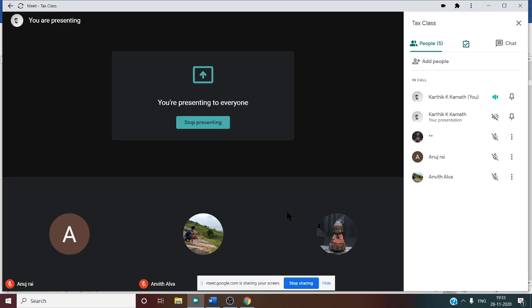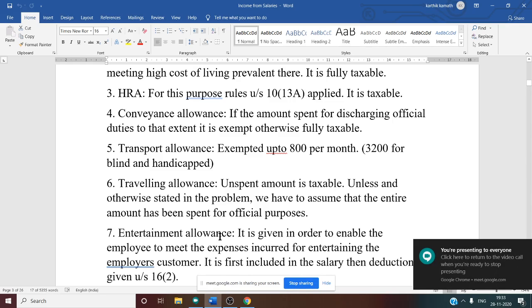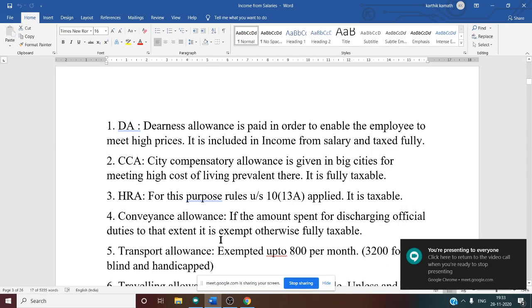Some common allowances are there, like education allowance, hostel allowance, DA, CCA. Those are the common allowances asked in every problem. So you have to see what the rule is for a certain allowance, and for education allowance. Same thing. So all these things you have to go through once again.